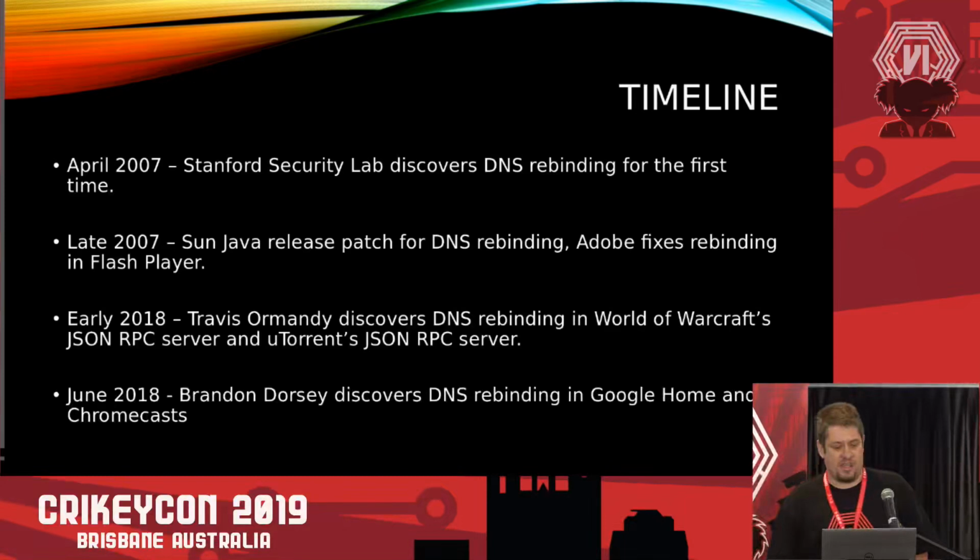So, a bit of a timeline. Like I said, it was discovered in 2007 by Stanford. Later that year, Sun Java and Adobe fixed some of their stuff, and then pretty much everything went dead. There were a few examples of it, but not much happened until early 2018, when Travis, in his usual style, just dropped a whole bunch of DNS rebinding issues. There was World of Warcraft's RPC server, which I believe let you screw with other people's accounts, which is always fun. And my particular favourite is his uTorrent DNS rebinding attack, because uTorrent, for those of you that haven't used it before, lets you download a torrent to a particular directory.